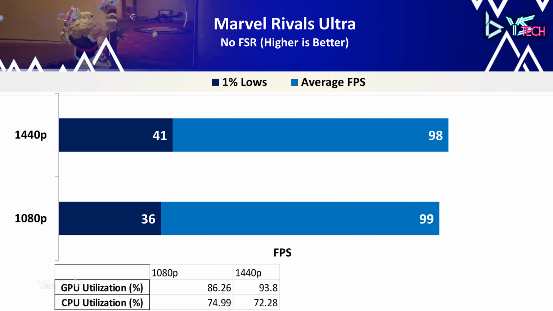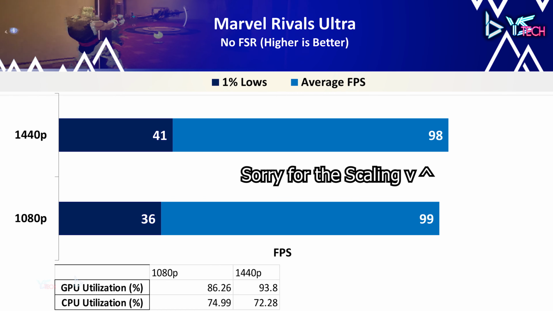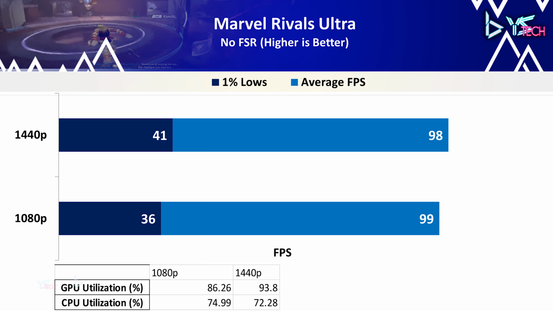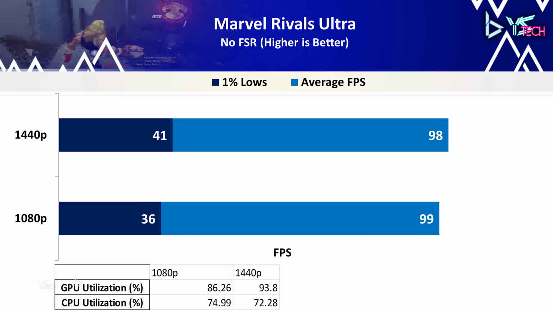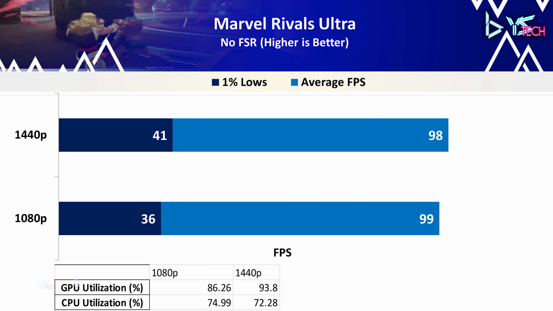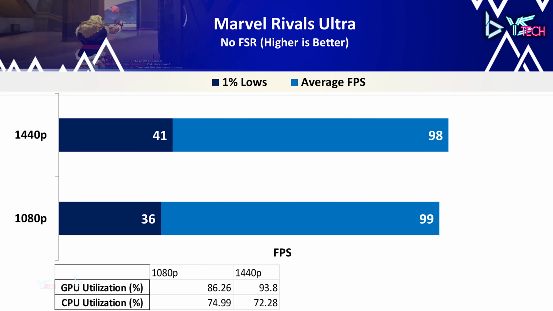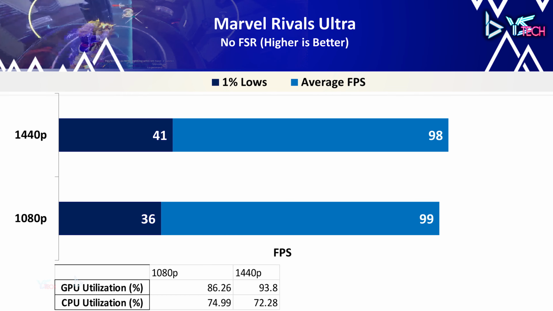We have good old Marvel Rivals up now on ultra settings, and at 1080p it delivered an FPS of 99 while 1440p was at 98 FPS, so very similar, only a 1% difference. We can see as well the 1% lows were kind of similar again. It was just a difference of 5 FPS.